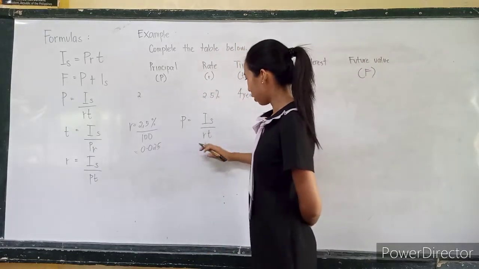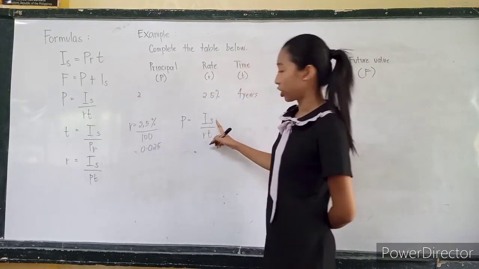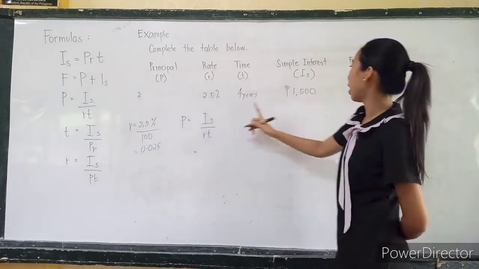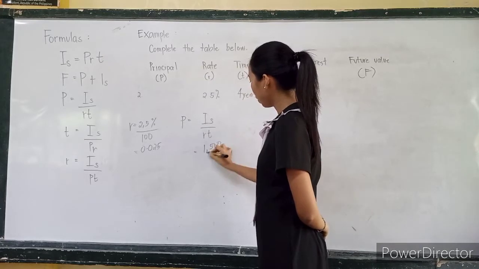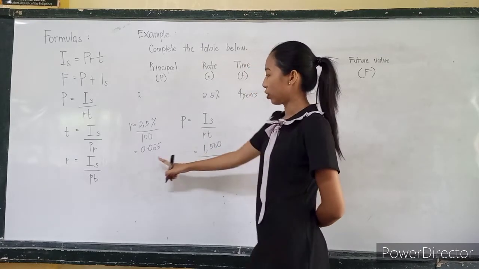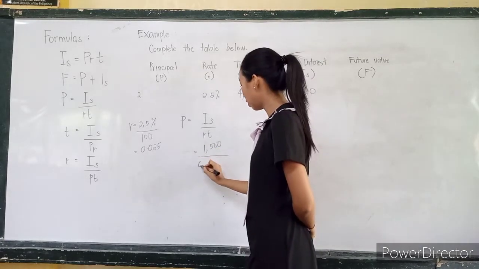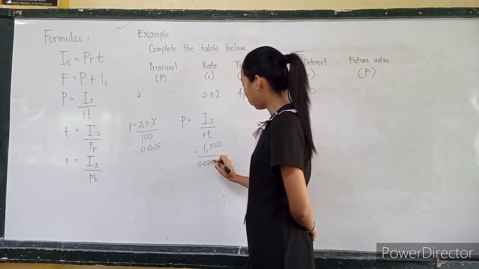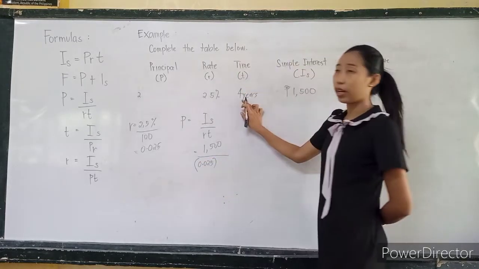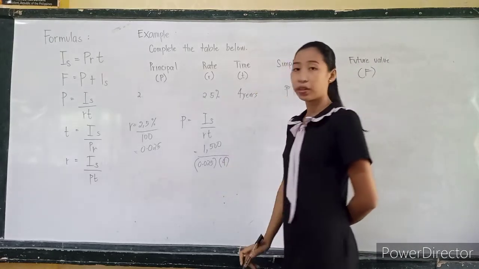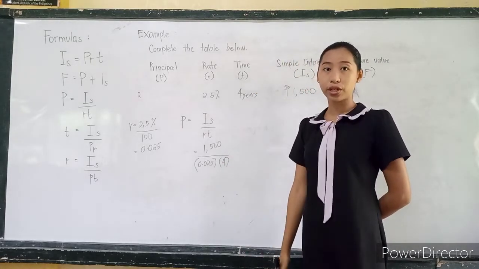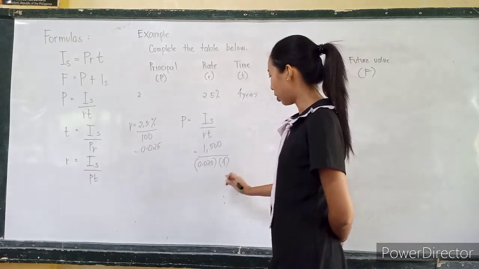Okay? Let's proceed. Atong i-substitute ang inyong IS. IS is 1.5 over your rate, which is 0.025. I-multiply natin siya sa inyong time, which is 4. And then, using your calculators, do the following operations.